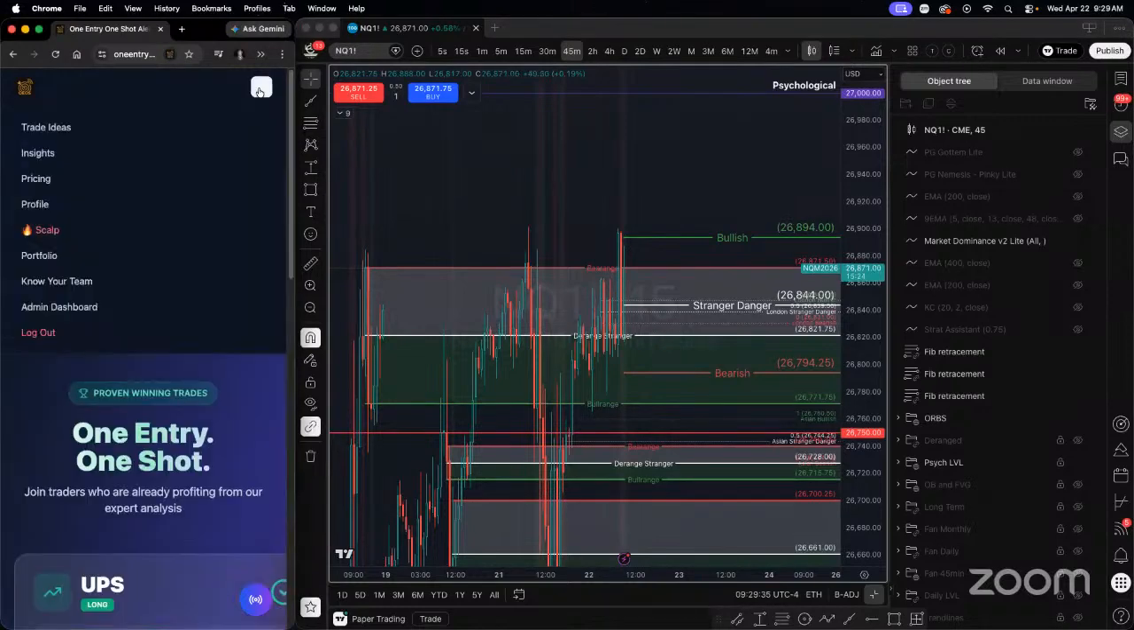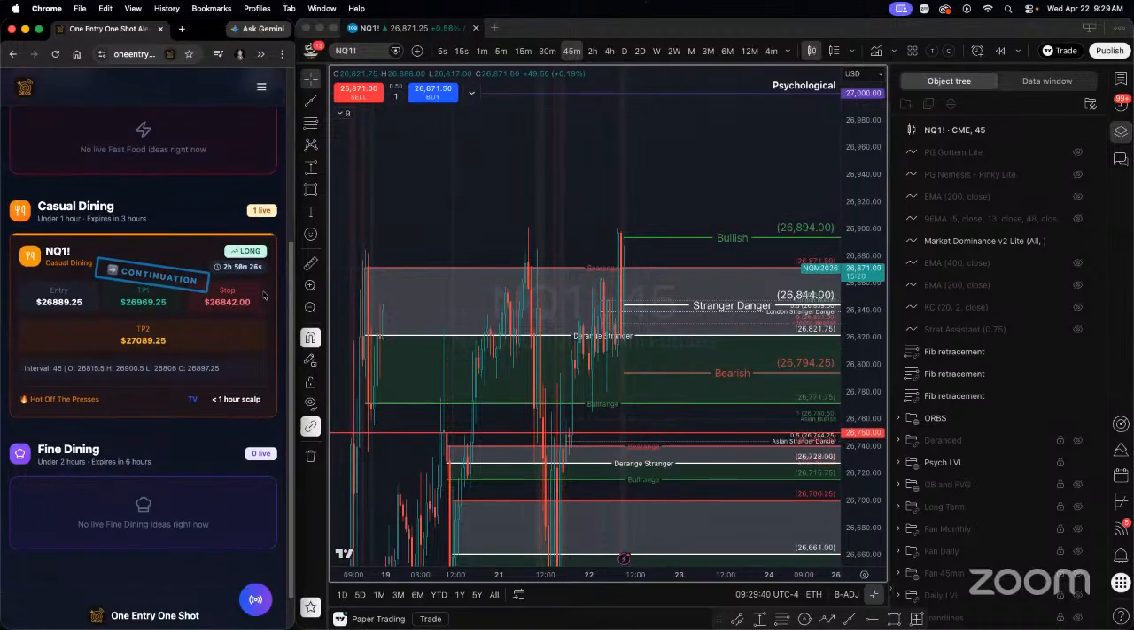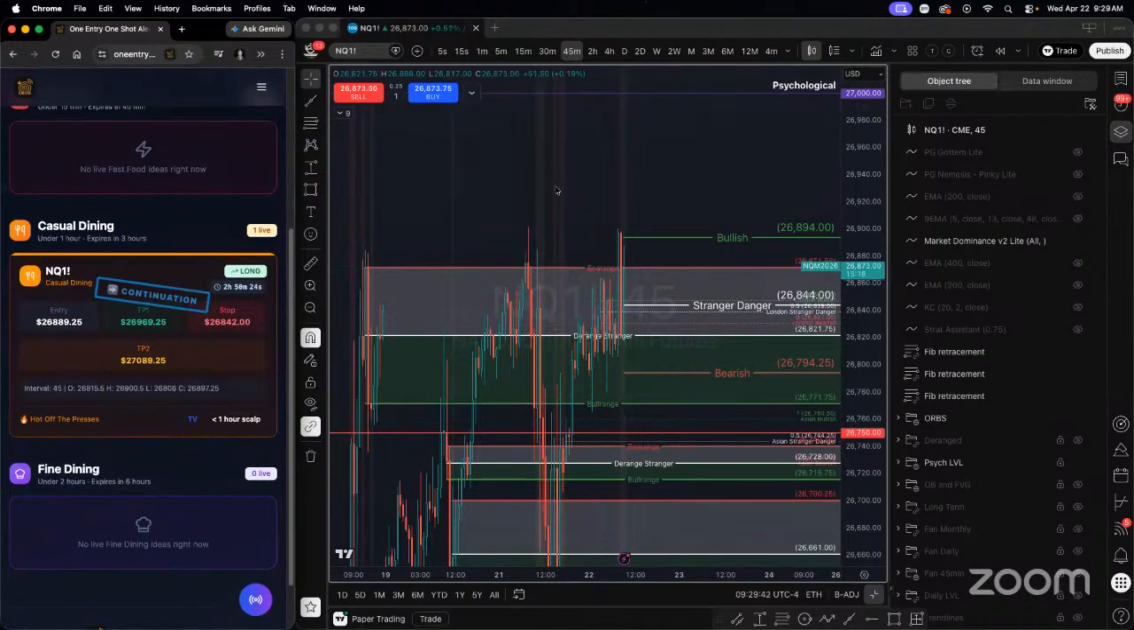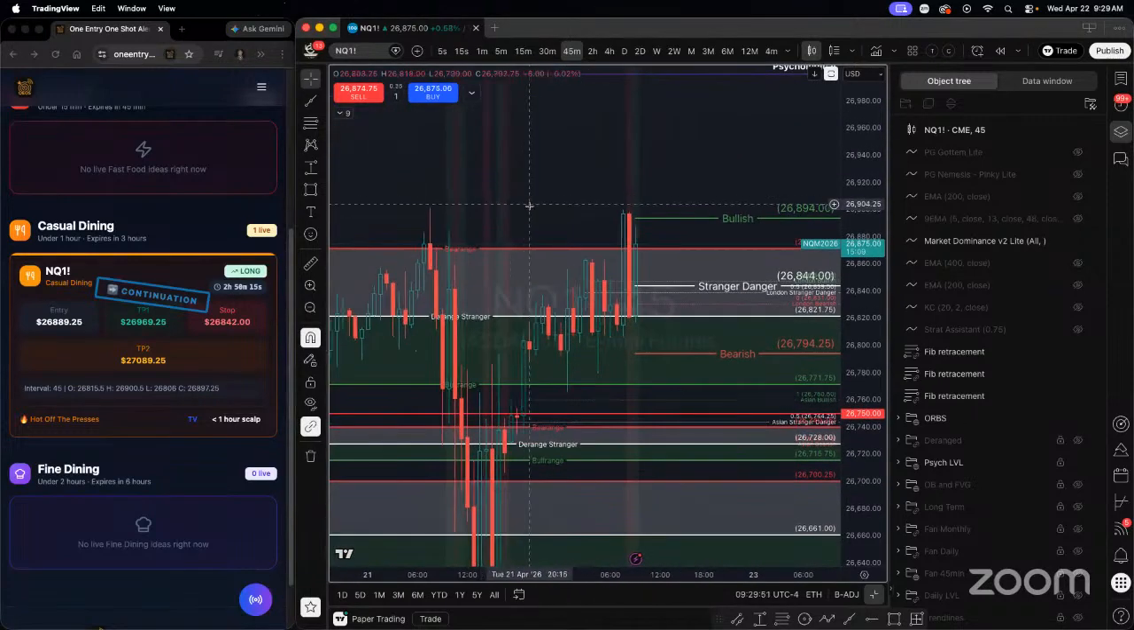That journey also equates to the fact that with technology, AI, and everything else, it makes things a little bit seamless. And oh, that came out 10 minutes ago. I gotta love the AI. So this is the 45-minute, giving us a relative confirmation for continuation to the long side.